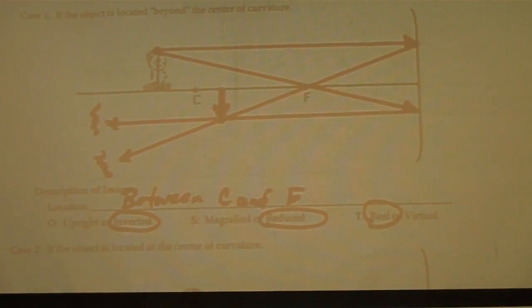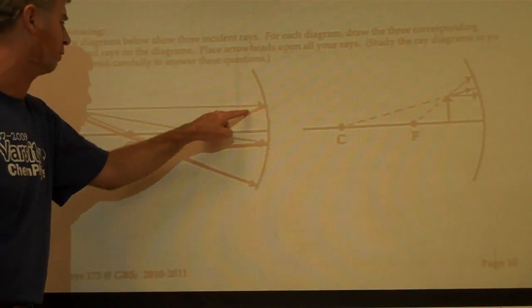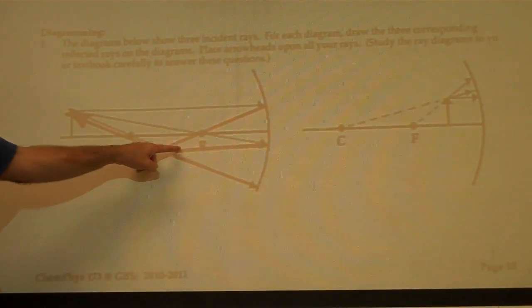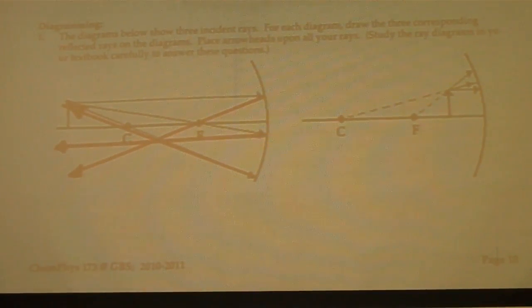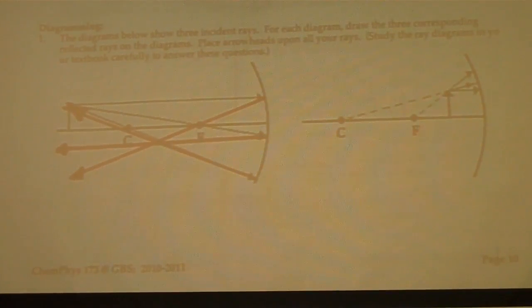In the previous video, we learned three rules of reflection for concave mirrors. We learned that a ray of light that travels parallel to the mirror will reflect and pass through the focal point. A ray of light that goes through the focal point on the right of the mirror will reflect and travel parallel to the principal axis. And a ray of light that goes through the center of curvature will reflect right back upon itself.